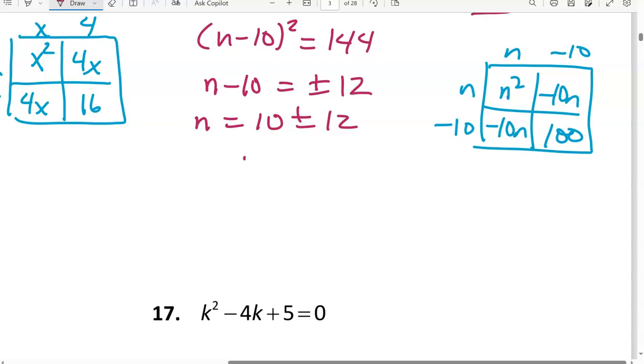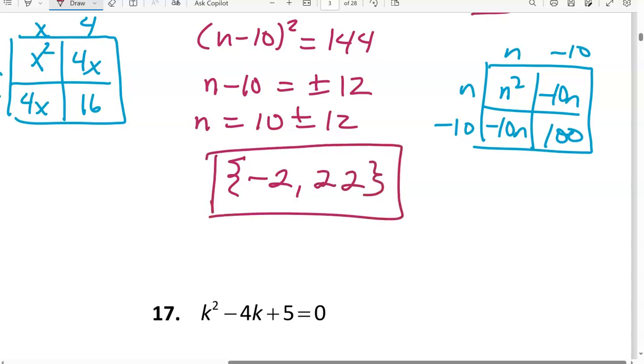10 plus 12 is 22. 10 minus 12 is negative 2. So negative 2 and positive 22 are both solutions.